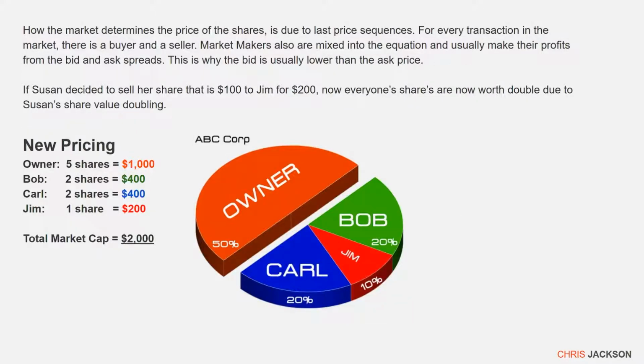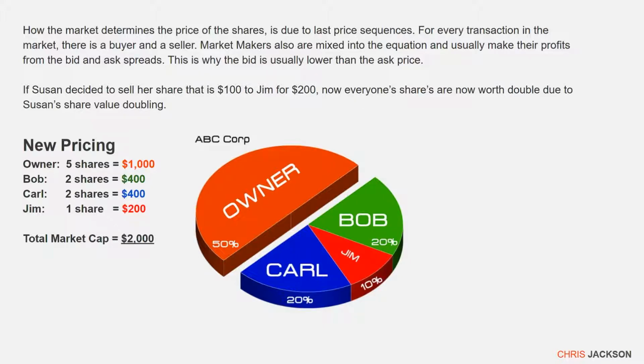So how the market determines the price of the shares is due to the last price sequence. For every transaction in the market, there is a buyer and a seller. Market makers are also mixed into the equation and usually make their profits from the bid and ask spreads. For example, if someone is selling shares for $200 and someone has put in a bid to buy for $190, a market maker will usually make their money within that spread, the $10. This is why the bid is usually lower than the ask price.